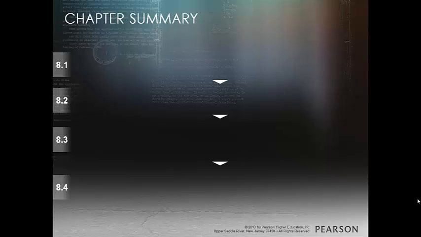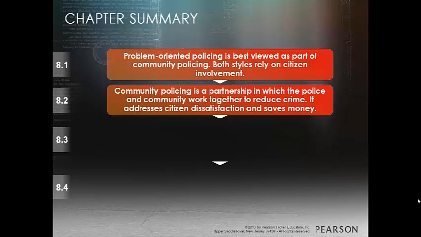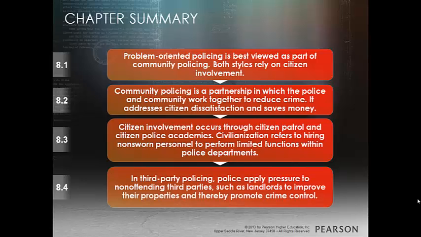All right, to summarize this chapter, problem-oriented policing is best viewed as part of community policing. Both styles rely on citizen involvement. Community policing is a partnership in which the police and community work together to reduce crime. It addresses citizen dissatisfaction and saves money. Citizen involvement occurs through citizen patrol and citizen police academies. Civilianization refers to hiring non-sworn personnel to perform limited functions within police departments. Finally, in third-party policing, police apply pressure to non-offending third parties, such as landlords, to improve their properties and thereby promote crime control.